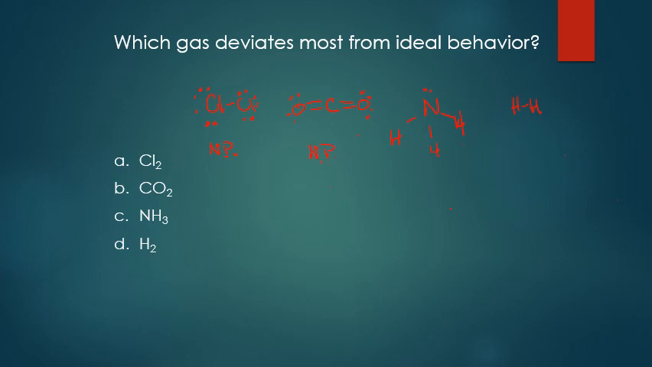When I look at the NH3, I do have the same bonds between nitrogen and hydrogen. However, because I do have that one set of lone pair electrons, I know that the ammonia would be a polar molecule. And then finally, H2, same way. It is a diatomic element, so therefore it will be nonpolar. So the greatest deviation would occur with the polar molecule, so my answer for this would be C.